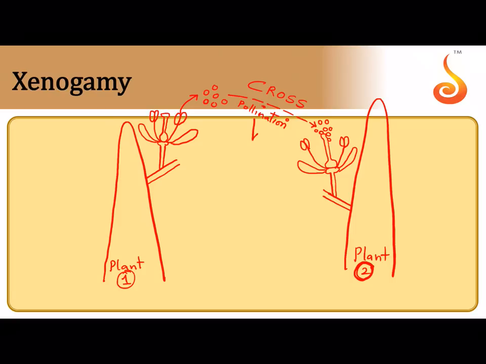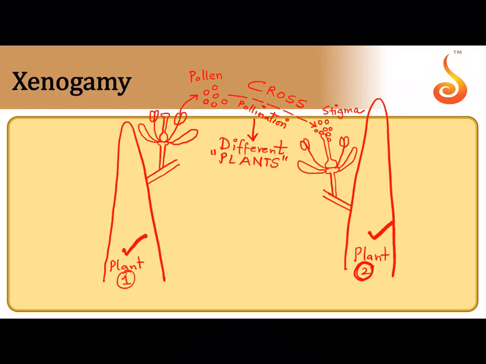In cross pollination, please bear in mind, it is not the same plant, different plants are involved. Two flowers on two different plants. One of them is contributing the pollen which gets deposited onto the stigma of another flower. So this is called cross pollination or xenogamy. So this is a separate plant, this is a separate plant. Okay, I hope the concept is clear.